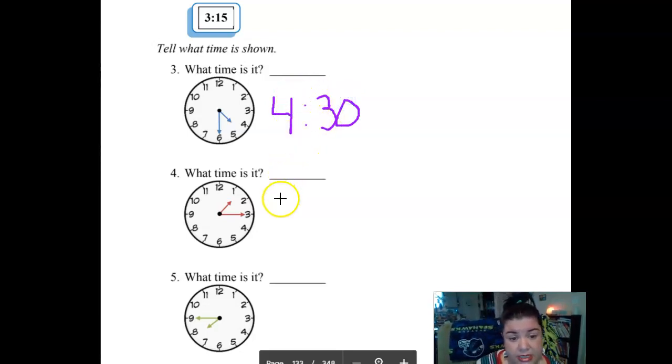Okay. What about the next one? What time is this clock? We have the hour hand between the 1 and the 2 and the minute hand on the 3. So pause it, write your time on your whiteboard, then unpause the video to check your work. So pause it now.